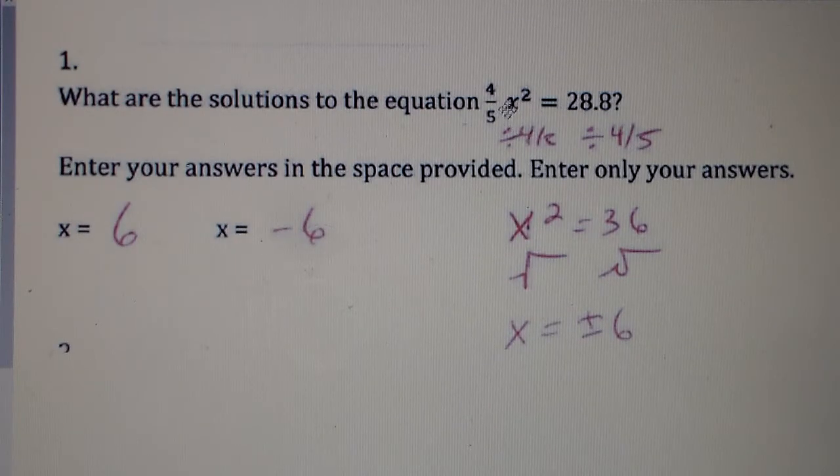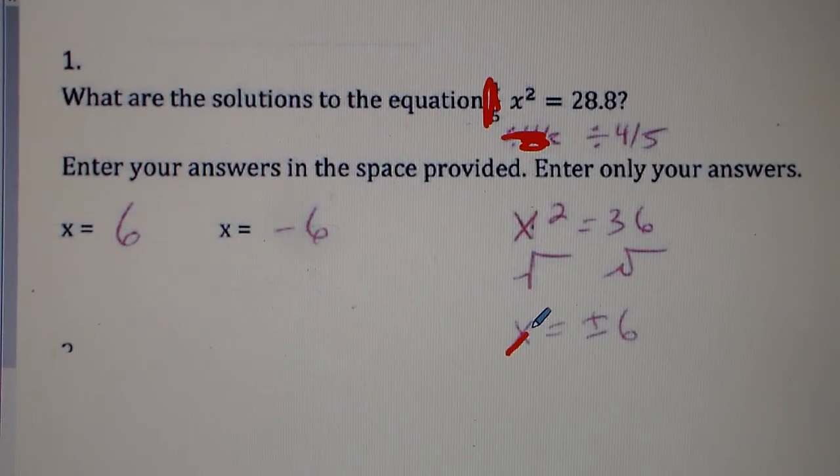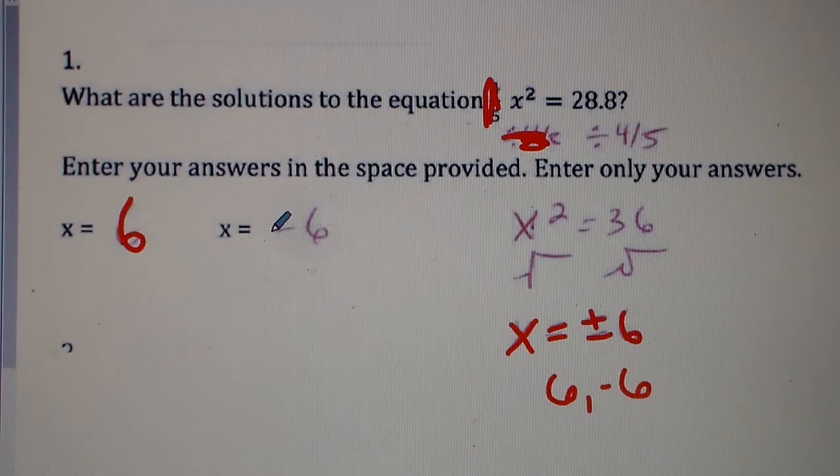So 4/5 times x squared, well, the opposite would be divide by 4/5. So then this 4/5 and this 4/5 cancel out. So we have x squared equals 28.8 divided by 4/5. 28.8 divided by 4/5 gets us 36. So x squared equals 36. Take the square root of both sides and we get x equals plus or minus 6, meaning positive 6 and negative 6 are our two answers, as we see right here. So that's what we're going to be typing into those boxes, 6 and negative 6.